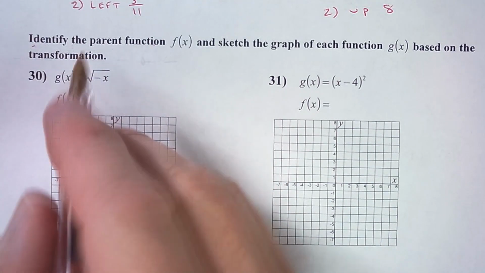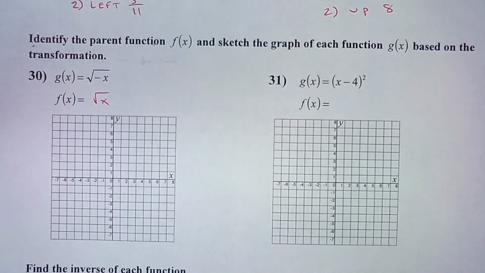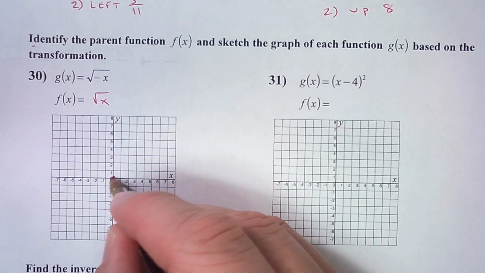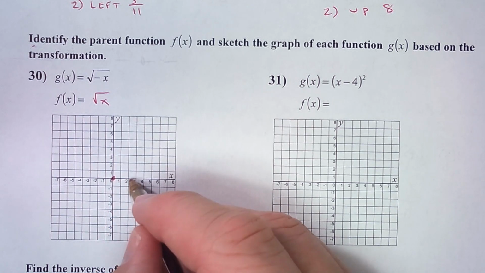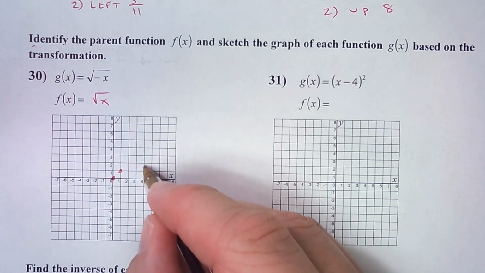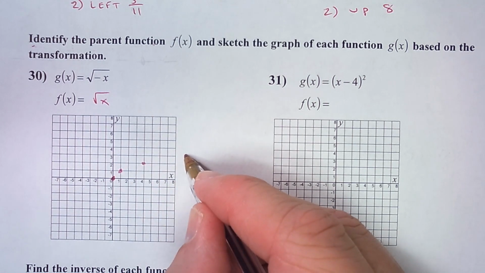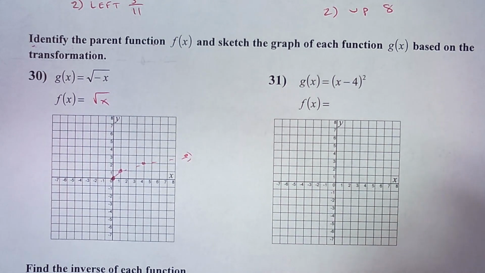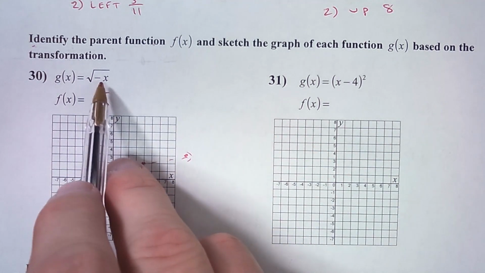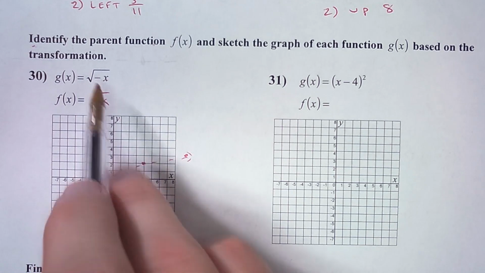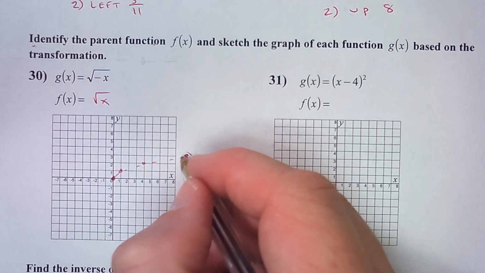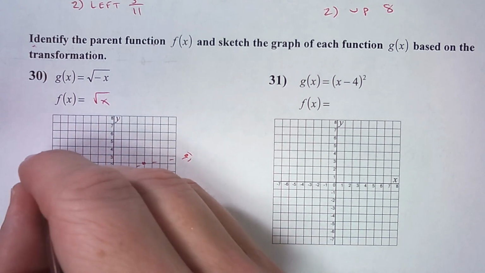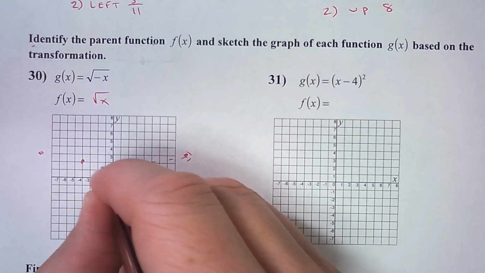So here, identify the parent function. The parent function is the square root of x. So that is a function like this. I'll dot it in. The square root of 0 is 0. Square root of 1 is 1. The square root of 4 is 2. The square root of 9 is 3. So that is the parent function. But it has a horizontal reflection, which means it flips over the y-axis. So all of these reflect over here, so it's going to look like this.